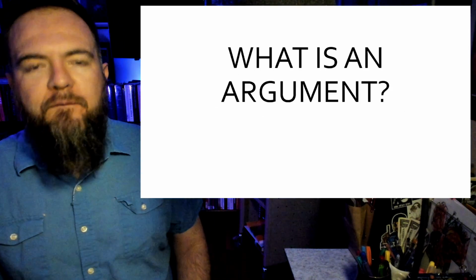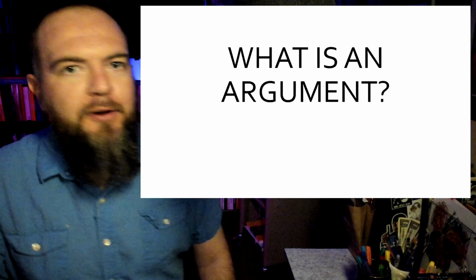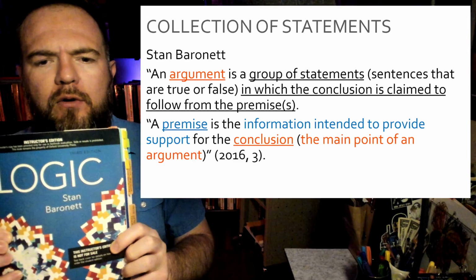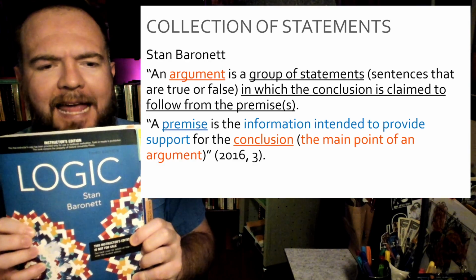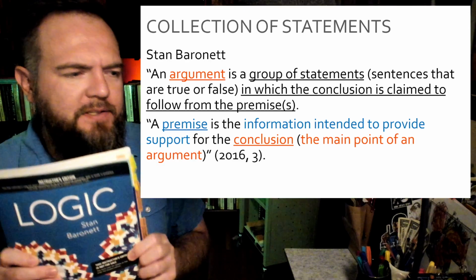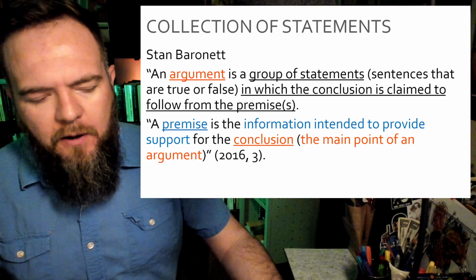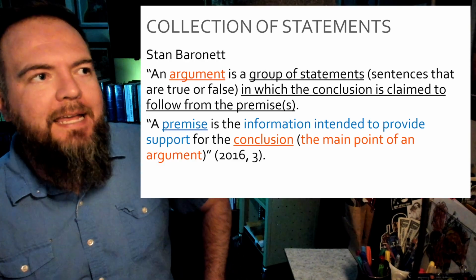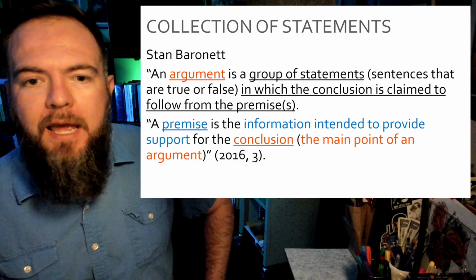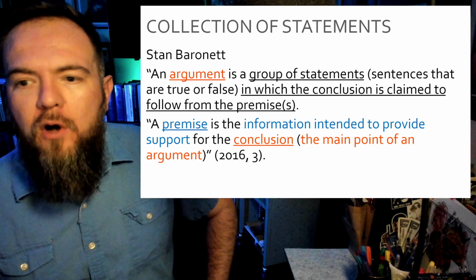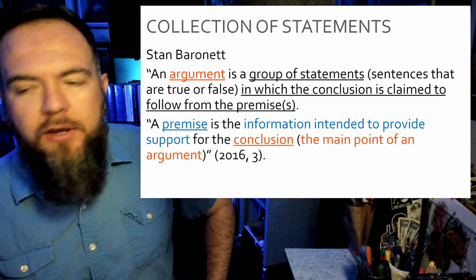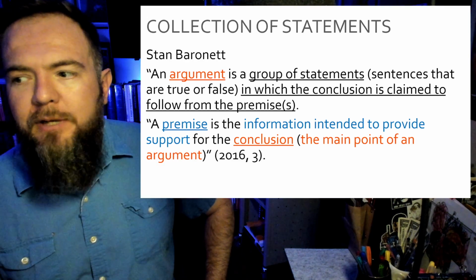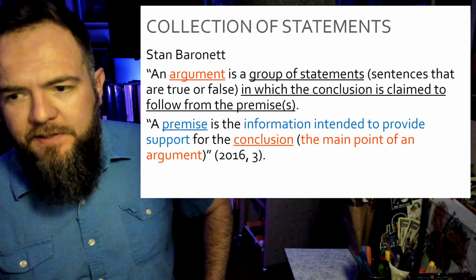Okay. So, the first thing that we should probably cover is what an argument even is. The core traditional view is by something like Stan Baronet. This is his logic textbook. This is one of the previous editions, as I referenced in the previous video, and he offers a definition of what I think is taken as the most traditional view of argumentation, and that is this. According to him, quote, an argument is a group of statements, sentences that can be true or false, in which the conclusion is claimed to follow from the premises.